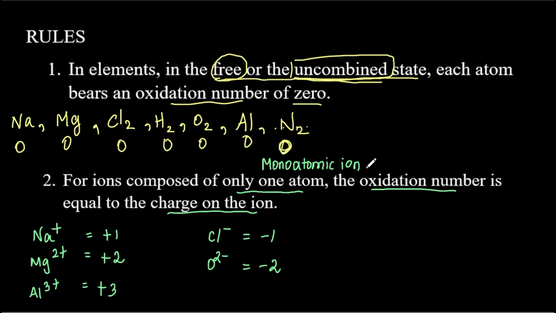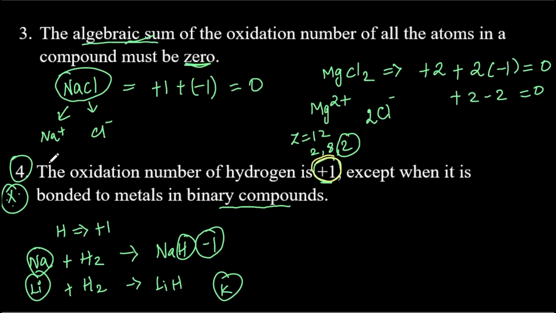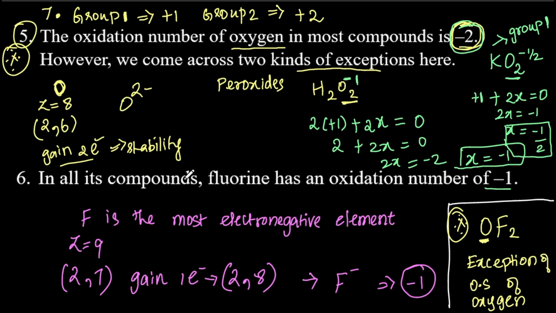For a monoatomic ion, the oxidation number is equal to the charge of the ion. Then the algebraic sum of the oxidation numbers is equal to 0. For hydrogen, it is always plus 1. But when hydrogen is bonded to an electropositive element like sodium, lithium, or potassium, it will have the oxidation state of minus 1. The oxidation number of oxygen in most compounds is minus 2. But there are some exceptions.